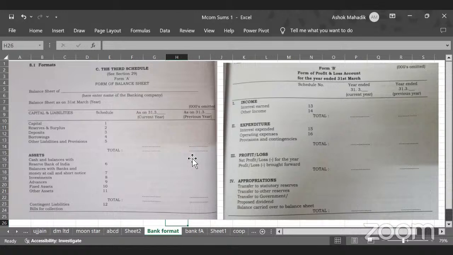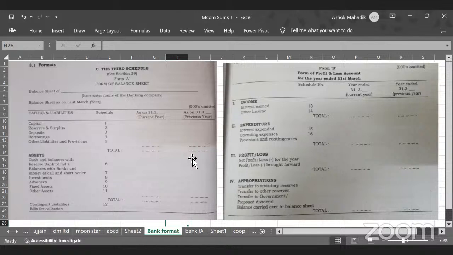Then start with assets. Schedule number 6 is for cash and balance with RBI. Then schedule number 7 is balance with banks and money at call and short notice. Schedule number 8 is for investments. Schedule 9 is for advances, that is loans given by banks. Schedule 10 is for fixed assets. Schedule 11 is for other assets. So the total of schedules 1 to 5 will tally with the total of schedules 6 to 11.